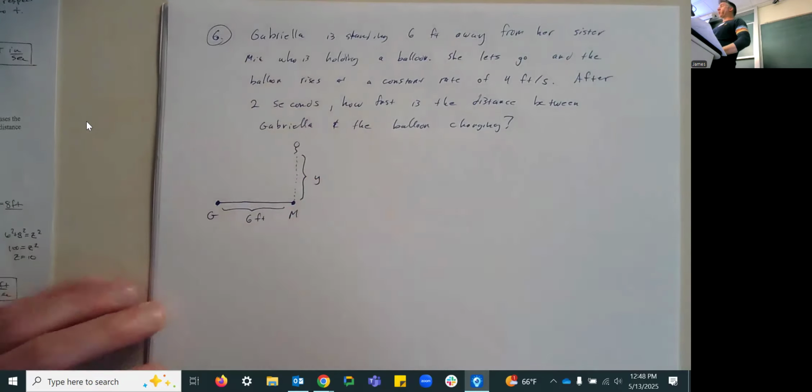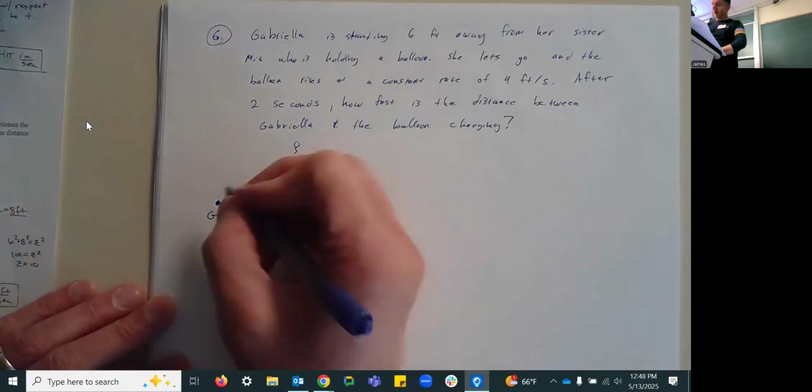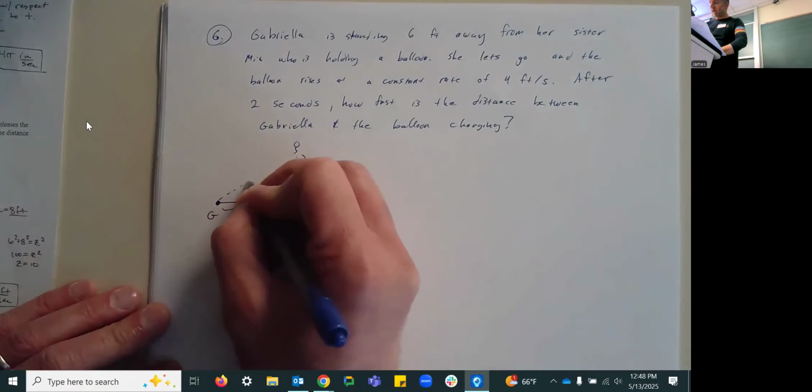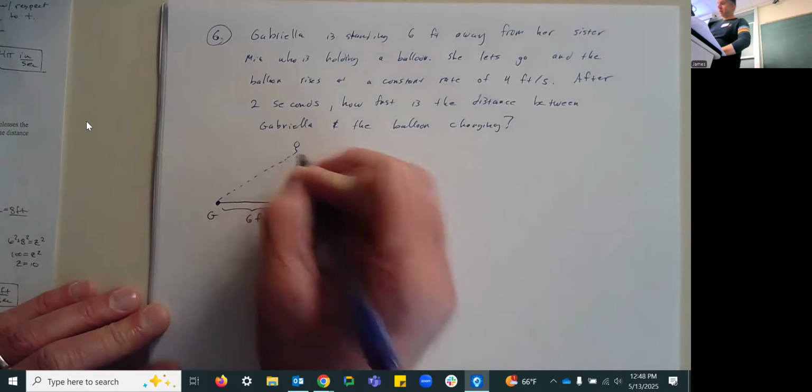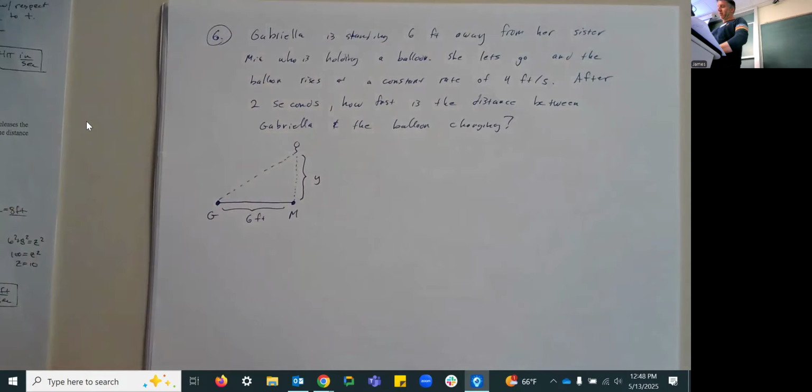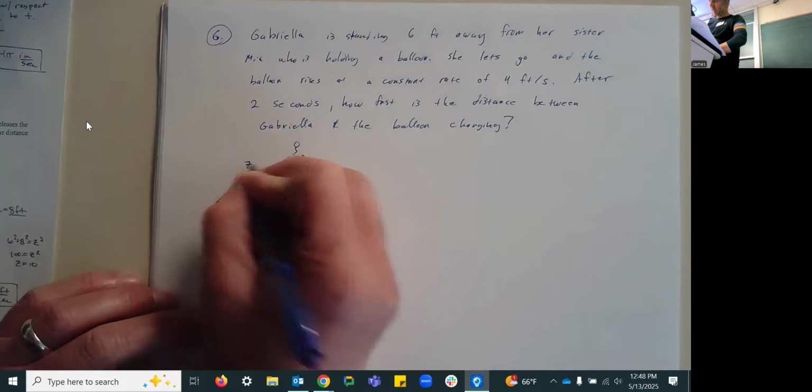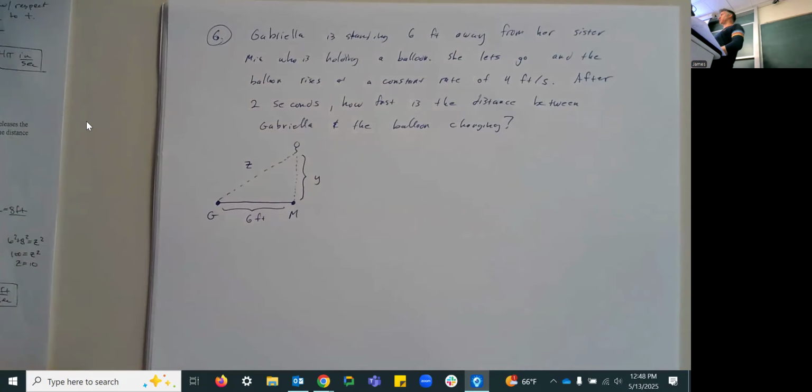And then we're interested in how fast the distance between Gabriella and the balloon is changing. For that distance, I usually use the letter s or z. Typically for diagonal distances, s or z is pretty typical. All right, so there's our picture.